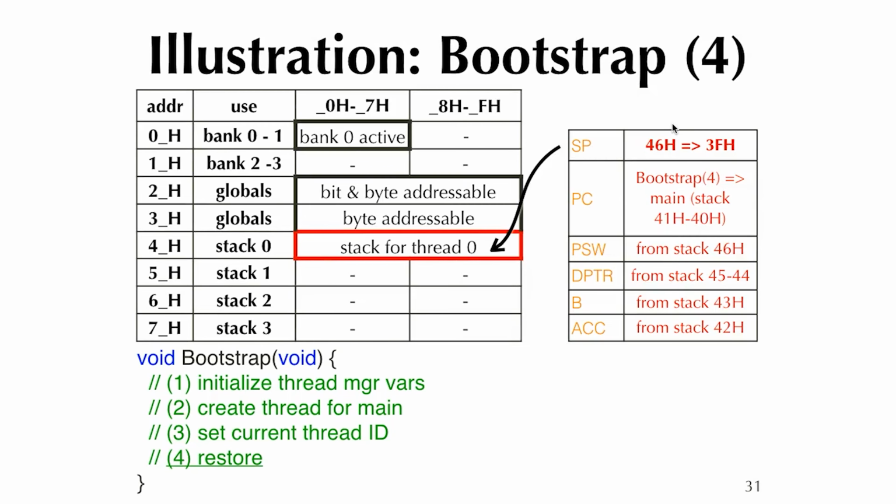So what do you do? You do a return. And then what does return do? It pops off the return address, which is main, and jumps to main. That's how you bootstrap a thread. Okay? Everybody follows? Probably not, but stare at it a few times and you'll get it. It's really not that hard. Okay?